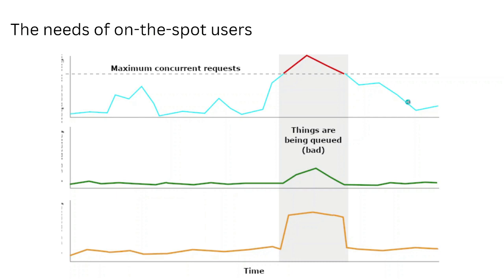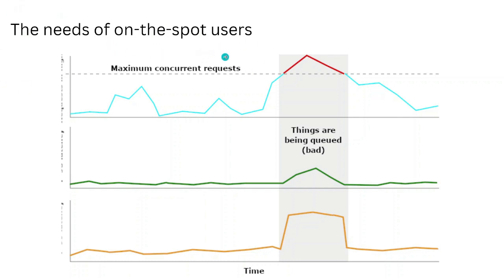Now let's understand this trade-off with the help of an example. Suppose we have a service that solves mathematical equations, and there are two kinds of users using the service. The first type of users use the service casually, and the second type of users use the service in bulk. So let's say a user comes and gives one equation and he gets the result. What he is concerned with is that he wants the result as fast as possible. So that is the on-spot user.